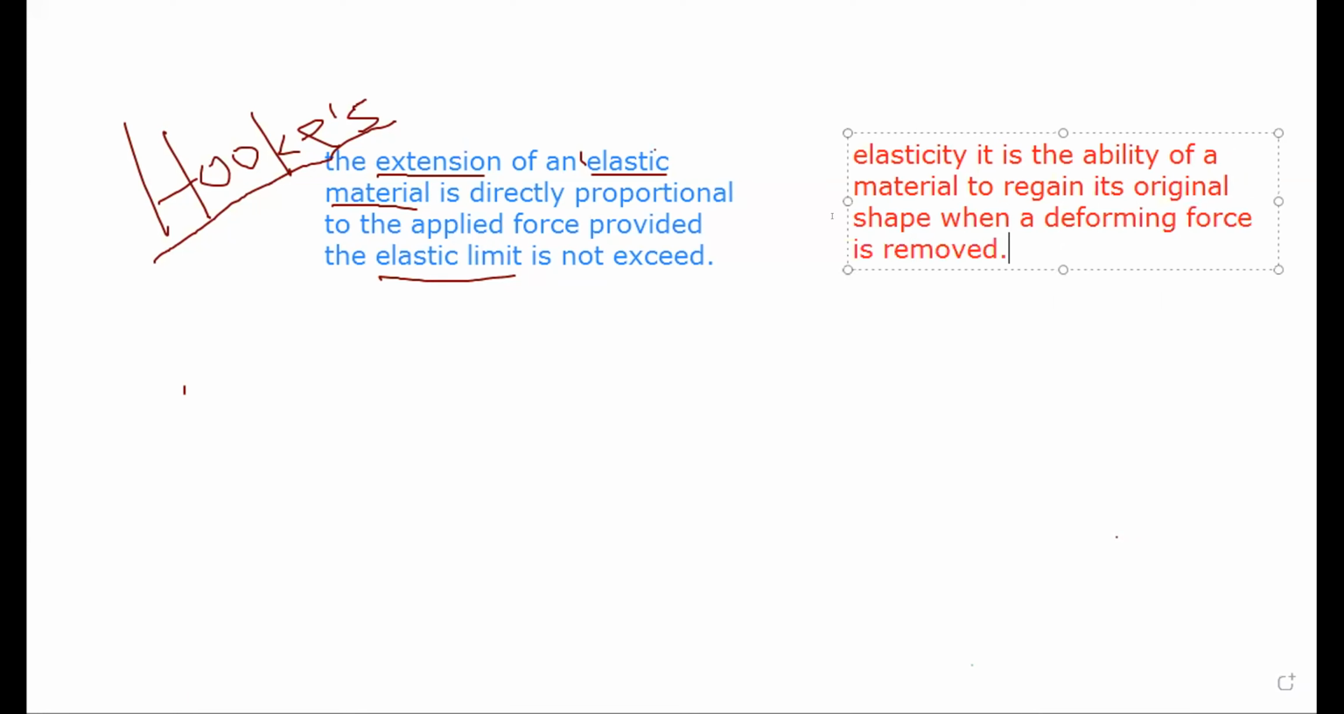So we said that those materials that stretch when you put a force on them, but when you remove the force, they gain back their original shape, are called elastic materials. We gave examples such as a rubber band and a spring. So after knowing that an elastic material regains its original shape when a deforming force is removed, we go back to our Hooke's law.